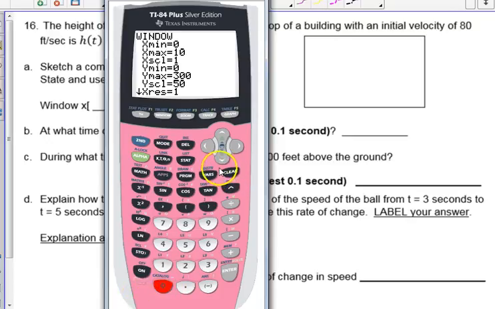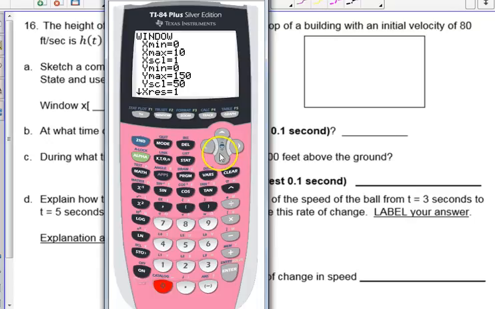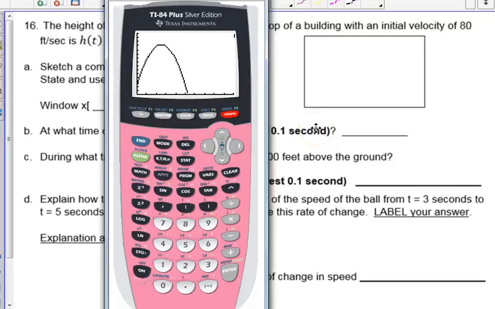So if I go 0 to 300, it would show up. I'm going to try 0 to 100. I don't think it actually works. I think it goes off the top. Okay, so I'm going to make this 150. The scale really doesn't matter. It's what you're counting by. But this is an appropriate window for this situation because you can't really have negative time or negative height.